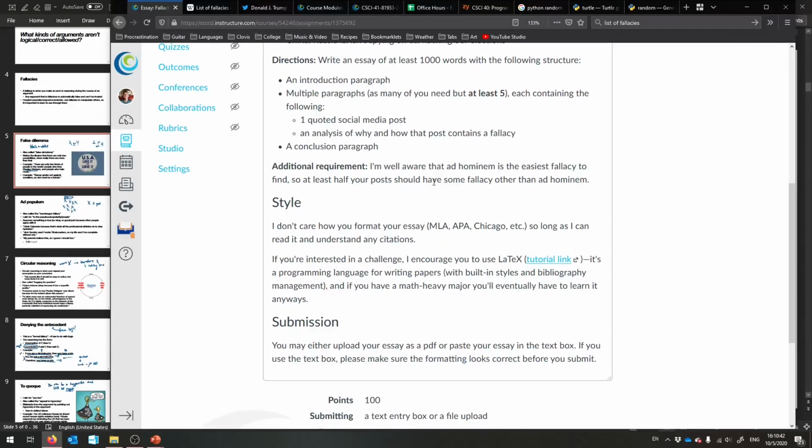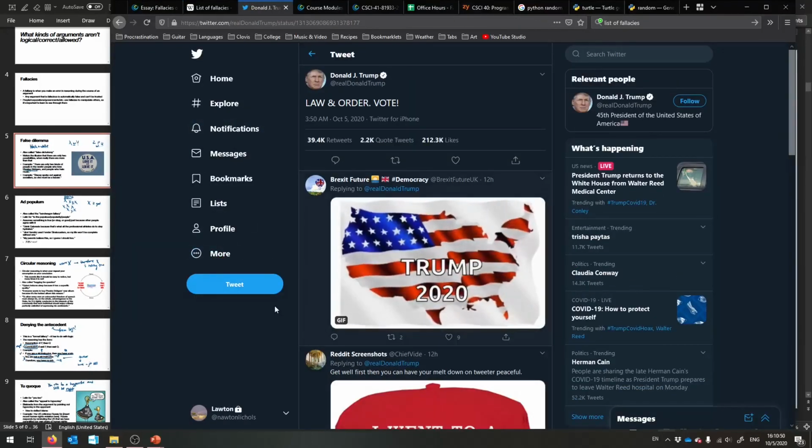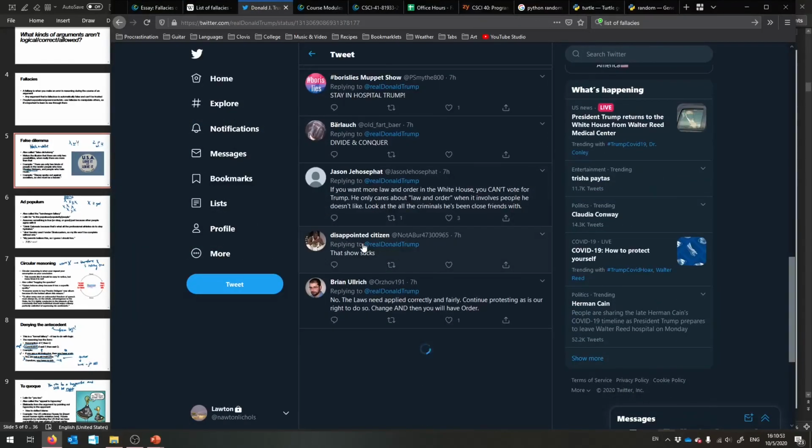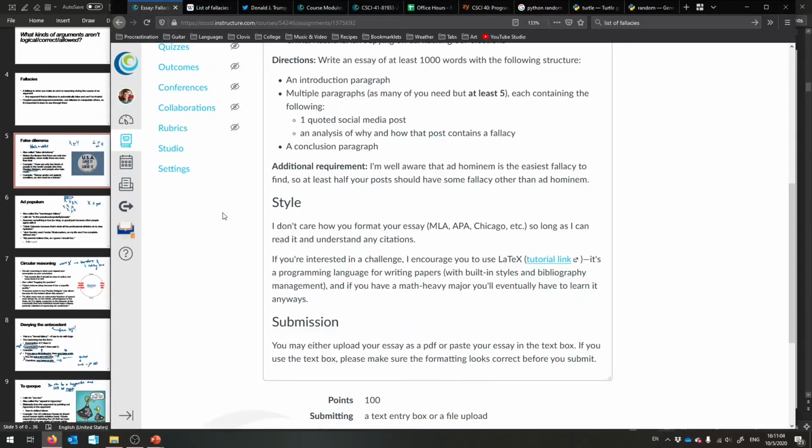And make sure that not all of them are ad hominem. One nice place that you might want to look is famous people's tweets in the comments, because now you suddenly have a bunch of people that are disagreeing, usually, or are agreeing incorrectly, for example. So that might be a nice place to look.